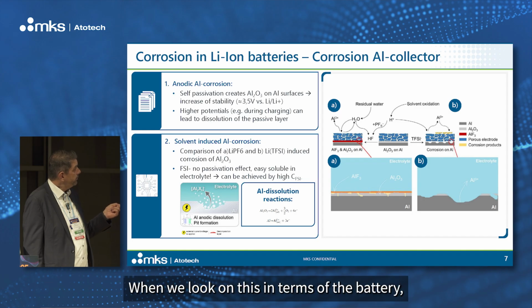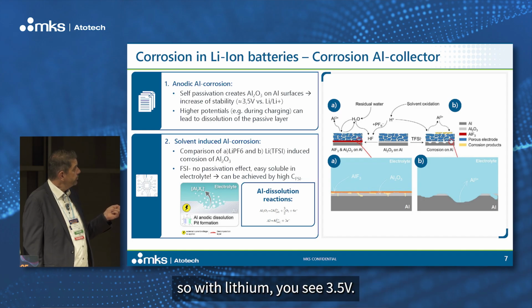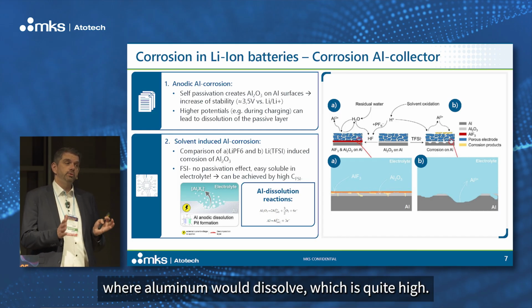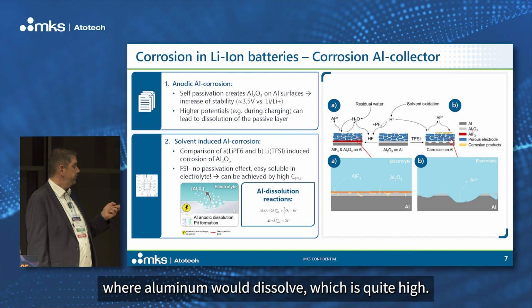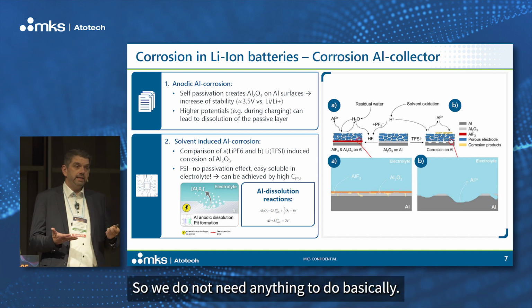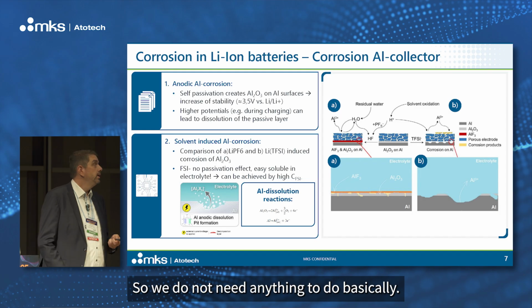When we look at this in terms of the battery, with lithium, you see 3.5 volts is the stability area, the potential where aluminum would dissolve, which is quite high. So this is very good. So we don't need to do anything, basically.